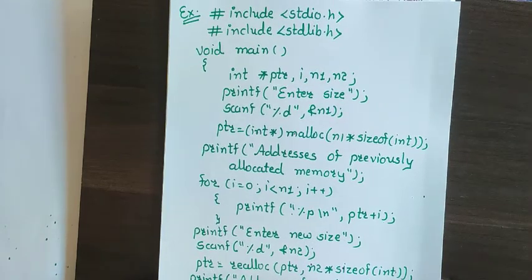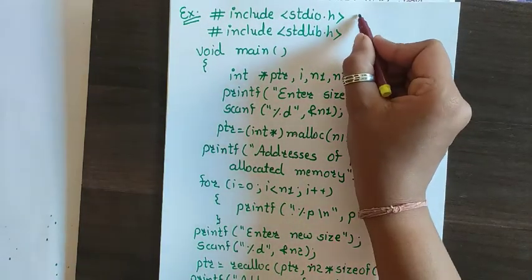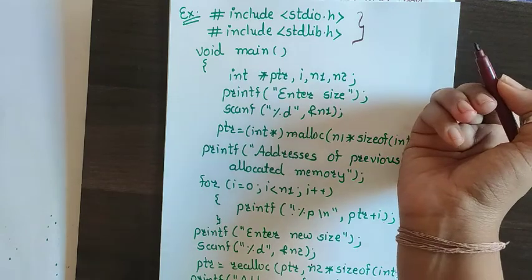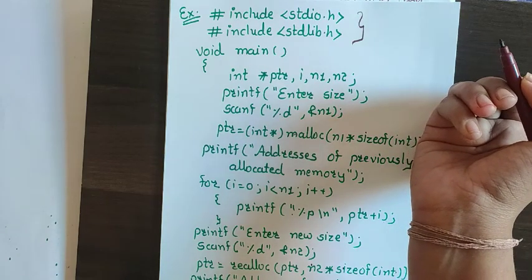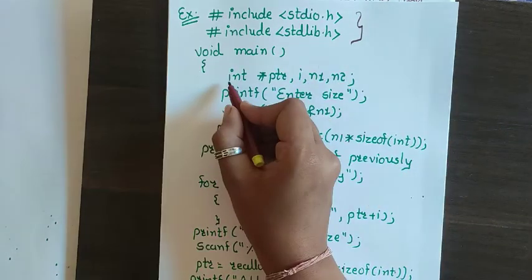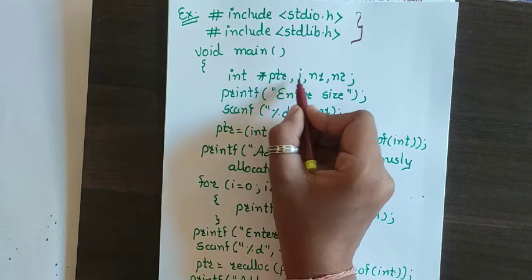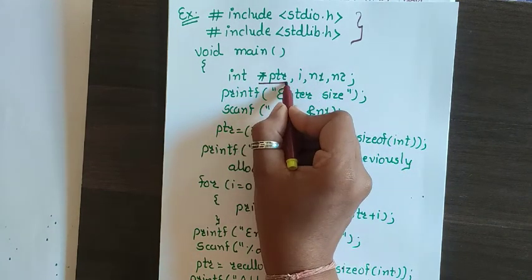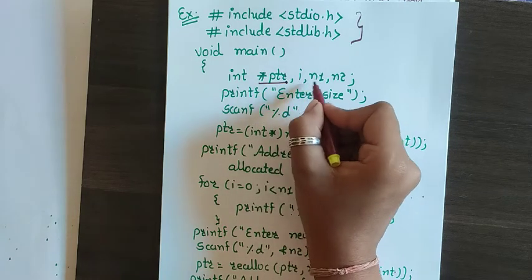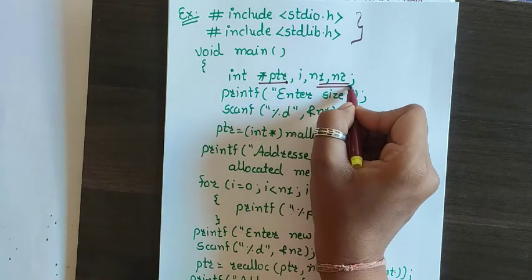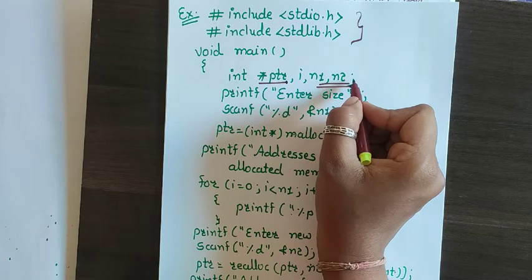So again, I'm having #include <stdio.h> and #include <stdlib.h>, that are my header files, right? Here I am having variables. This is my pointer, that's why it is written as *ptr. I am having three variables, i, n1 and n2, right?